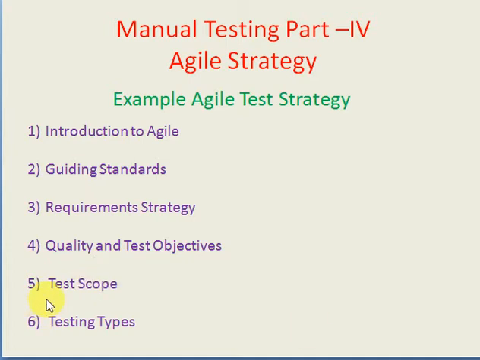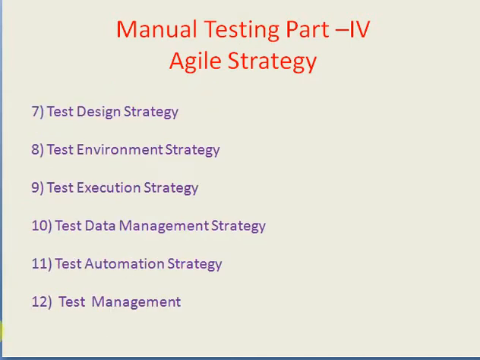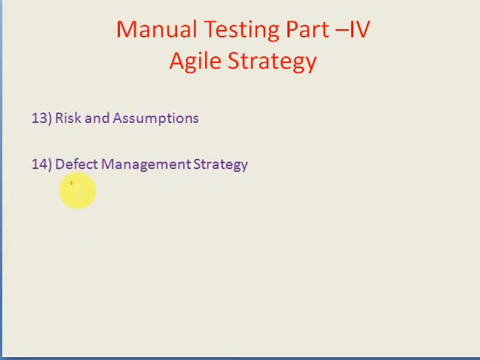Then what are the items in scope of testing? What are the different testing types? What is the strategy for designing the tests? How many different environments will be used in testing? What will be the test execution strategy? What will be the test data management strategy? An important section can be test automation strategy. Then what is going to be the strategy for test management? What are the risks and assumptions in this test strategy? And finally, there can be a section on the defect management strategy. Now let us look at each of these sections in more detail.